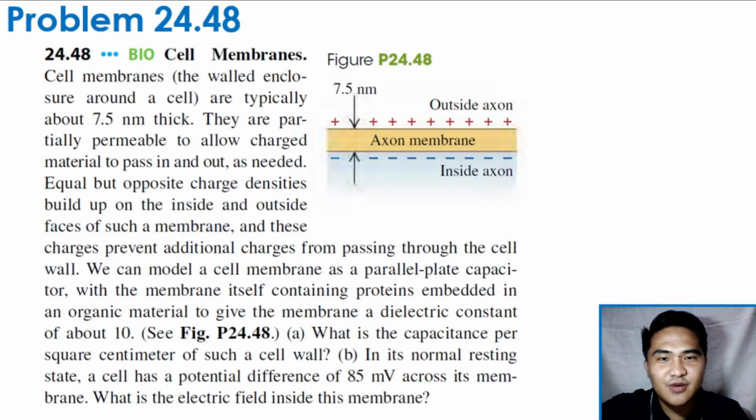So let's have the next problem, problem 24.48, cell membranes. Cell membranes, the walled enclosure around the cell, are typically about 7.5 nanometer thick. They are partially permeable to allow charged material to pass in and out as needed. Equal but opposite charge densities build up on the inside and outside faces of such a membrane, and these charges prevent additional charges from passing through the cell wall.